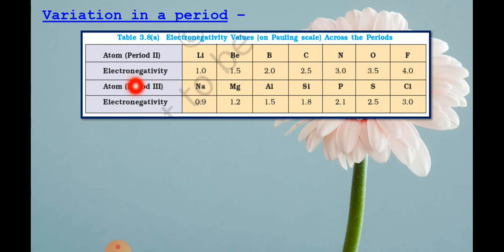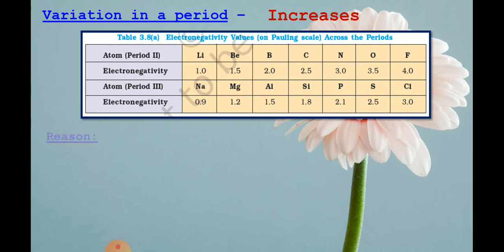How does it vary along the period from lithium to fluorine? 1.0 to 1.5, 2.0, 2.5. What is happening? It is increasing, isn't it? Along the period, electronegativity increases. Look at the third period: sodium, magnesium, aluminum and so on. Electronegativity of sodium 0.9, magnesium 1.2, aluminum 1.5. So along the period, electronegativity value increases, isn't it?